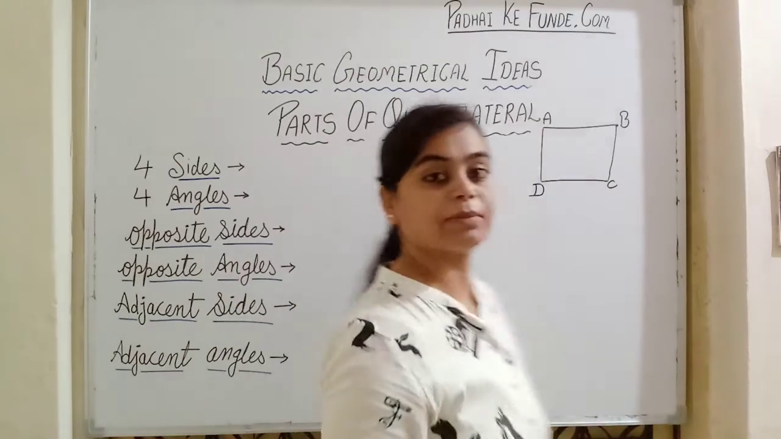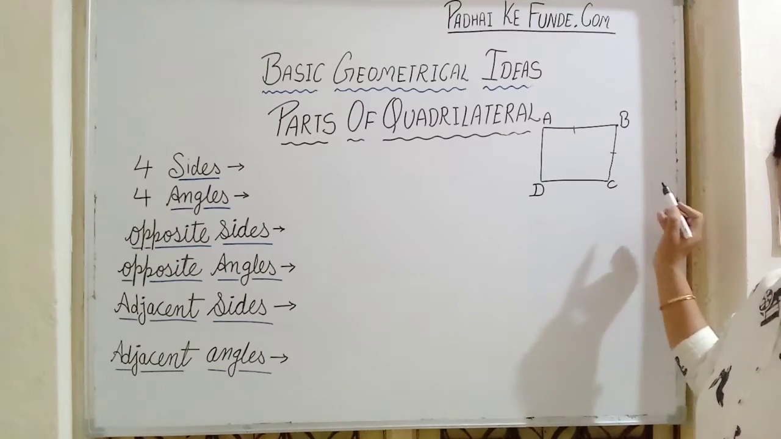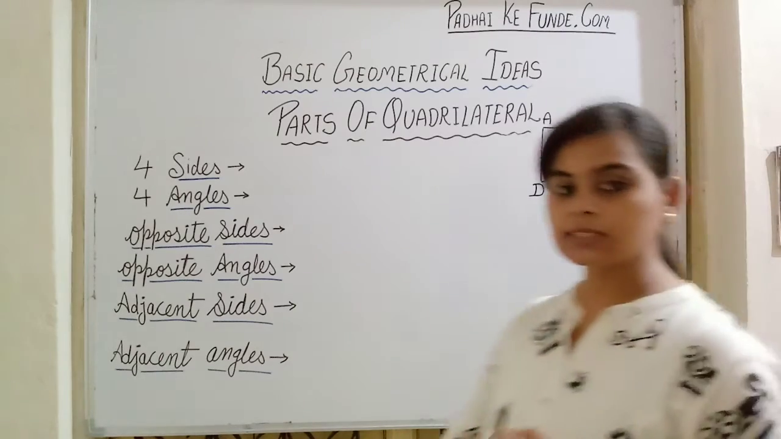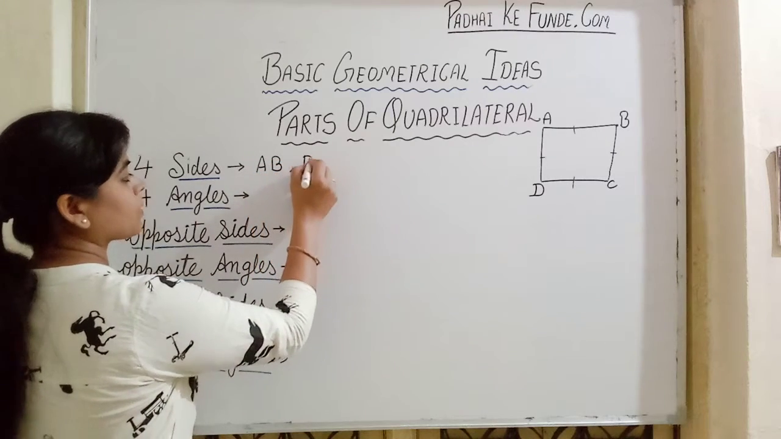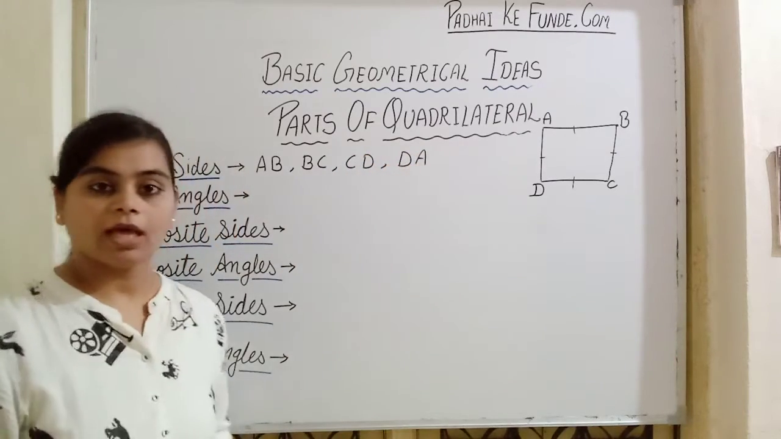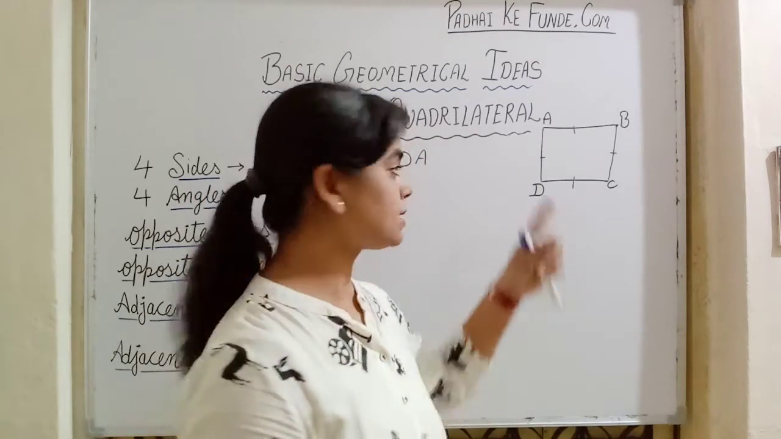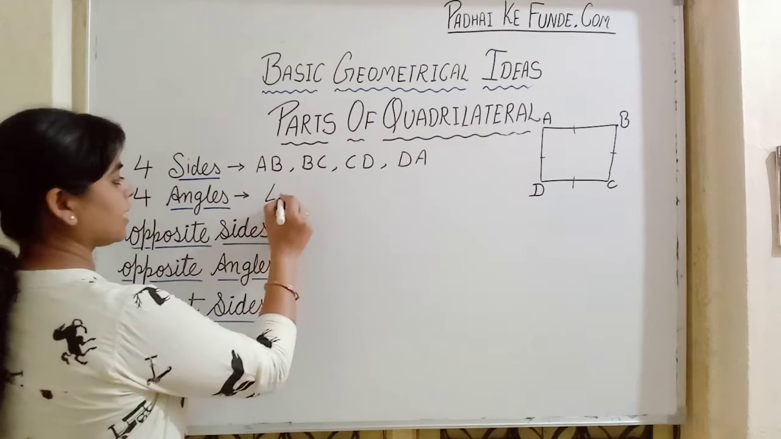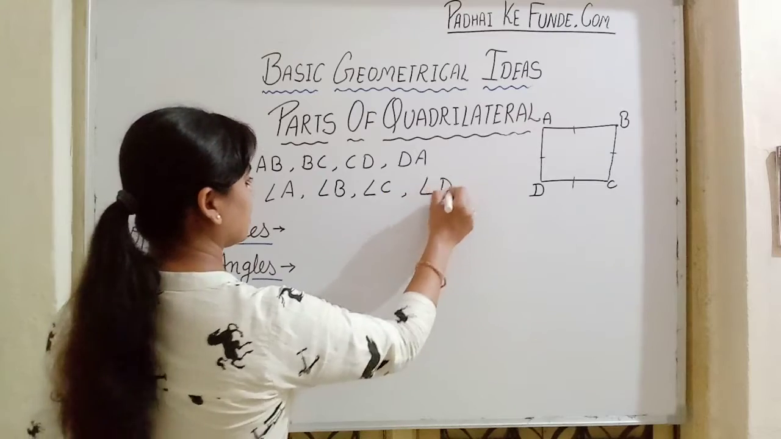Here we have four line segments, that is line segment AB, BC, CD and DA. These four line segments are the sides of this quadrilateral. So the sides are AB, BC, CD and DA. And the four angles of the quadrilateral, that are the four corners, that is A, B, C and D. They are the four angles: angle A, angle B, angle C and angle D.